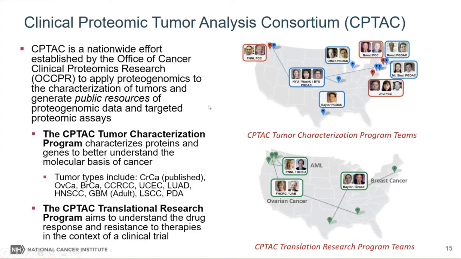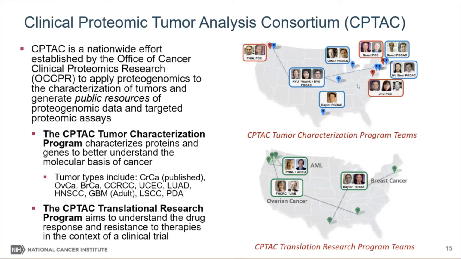There are 2 particular programs within CPTAC. One is the CPTAC Tumor Characterization Program, and they're focusing on characterizing the proteins and genes to better understand the molecular basis of cancer. And what you see here, in the top area, is the CPTAC Tumor Characterization Program teams. They consist of 3 what we call PCCs, which are the Proteome Characterization Centers, and 5 PGDACs, which are the Proteogenomics Data Analysis Centers.